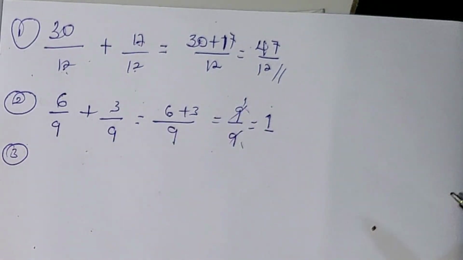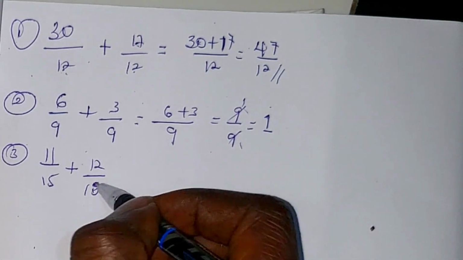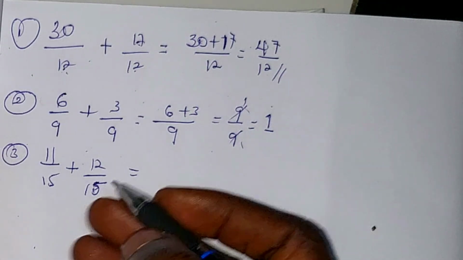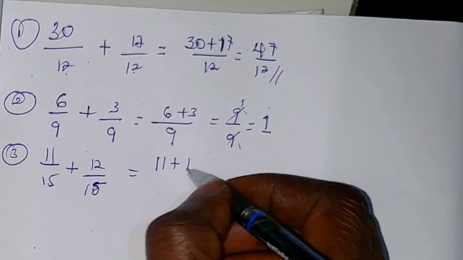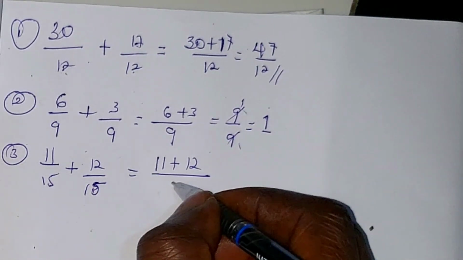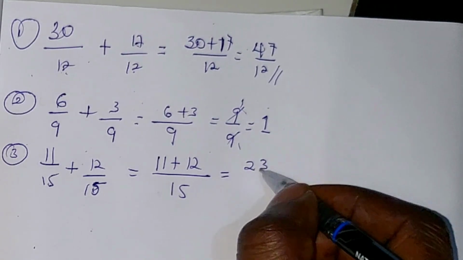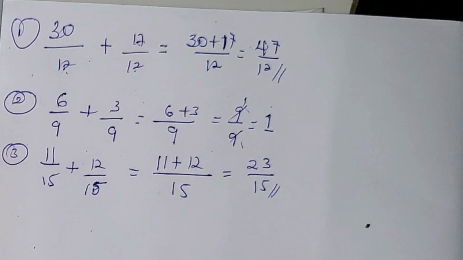All right, let's take one last example. You try this one for me to see: 11 over 15 plus 12 over 15. Try that. What we are going to do here is add the numerators again, then we choose one of the denominators. So when you add, you're going to get 23 over 15. And this cannot be simplified, so you leave it like that. That's all. I think this is clear and you understand.